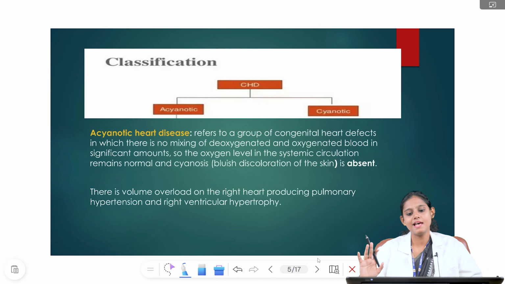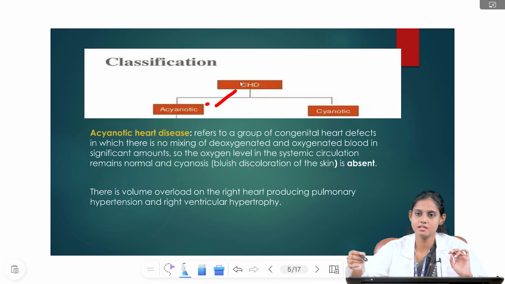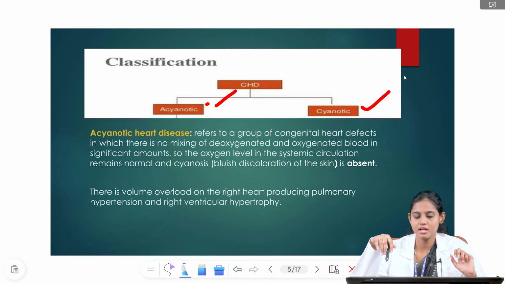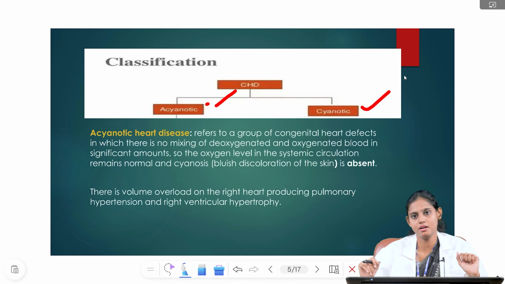Next, we'll look into the classification of congenital heart diseases. Basically, congenital heart diseases are classified as acyanotic heart diseases and cyanotic heart diseases. Let me explain acyanotic heart diseases before moving into the conditions that come under them. First, acyanotic refers to a group of congenital heart defects in which there is no mixing of oxygenated and deoxygenated blood in significant amounts.